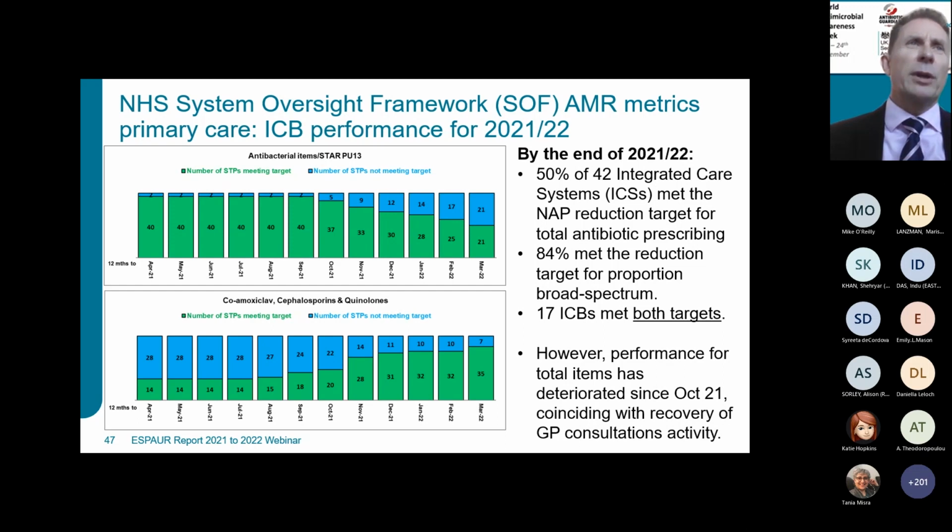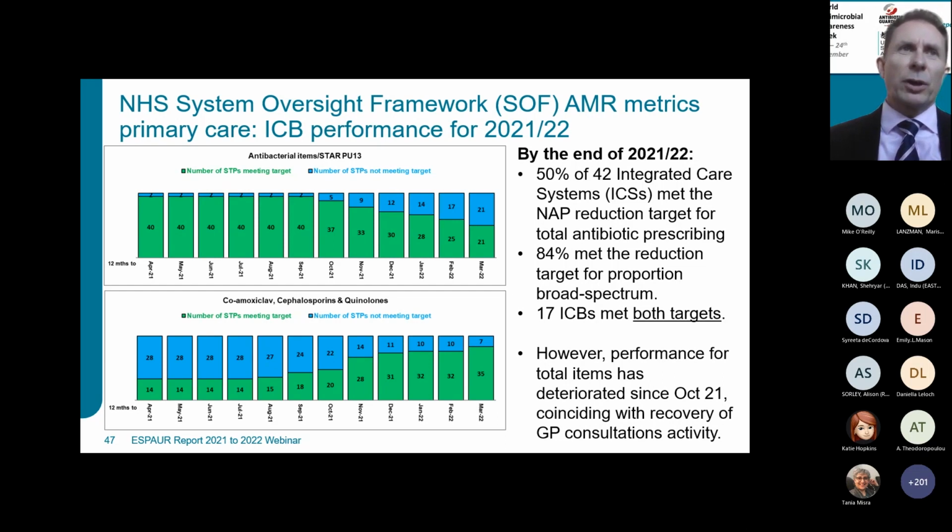Now, focusing on the top chart, the green bars represent integrated care boards that met the target to reduce prescribing, and it's reported monthly. So you can see that early in the year, from April 21, almost all of the ICBs, 40 or 42 ICBs, were meeting the national target to reduce total prescribing, and that declined over time. But by March 2022, so the end of the year for the ESPAUR report, 50% of the ICBs had at that point met the NAP reduction target.